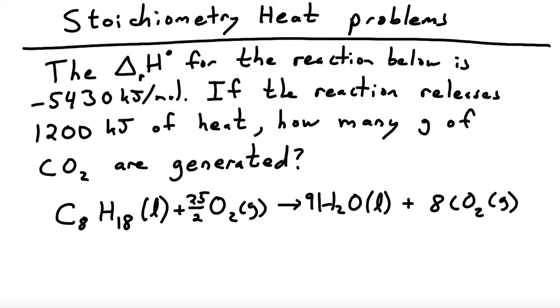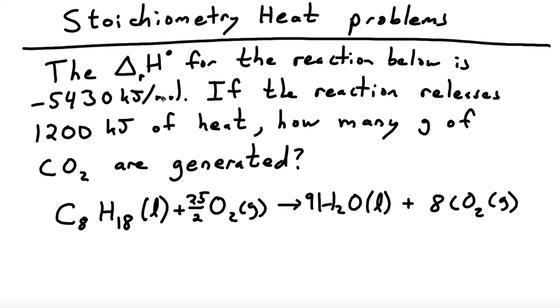So here we have a reaction where we're going to burn octane and get water and carbon dioxide. And we see that the heat of this reaction is given as negative 5,430 kilojoules per mole. So negative tells us this is an exothermic reaction, and so heat's being released. This is a combustion of a hydrocarbon, so we expect heat to be released. So that all makes sense.